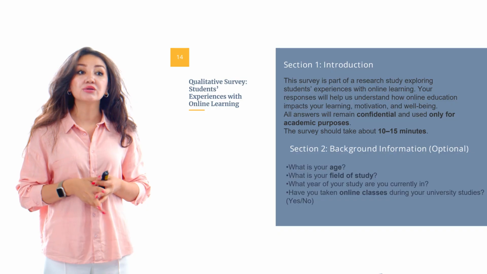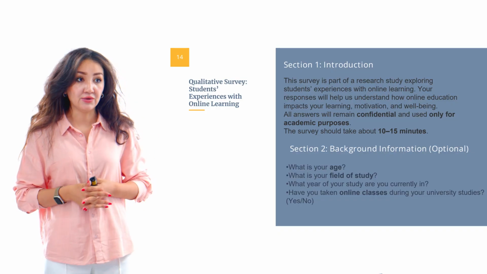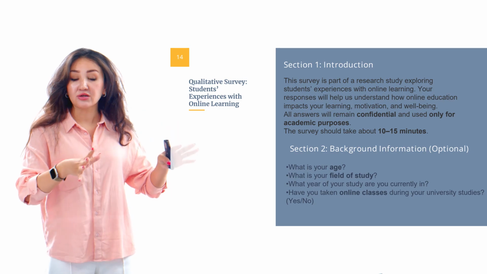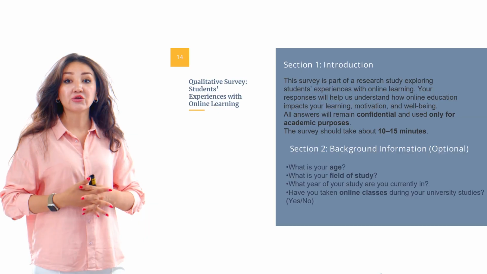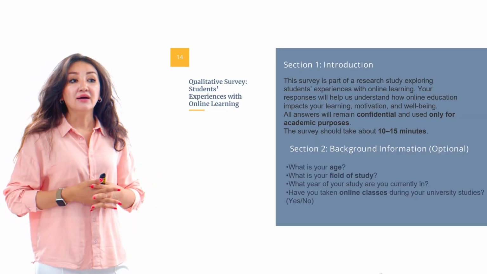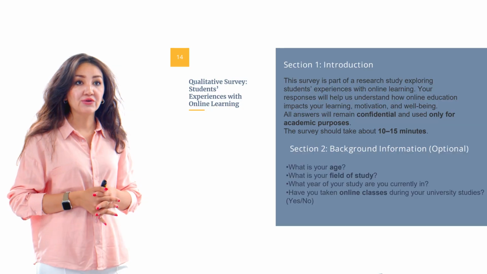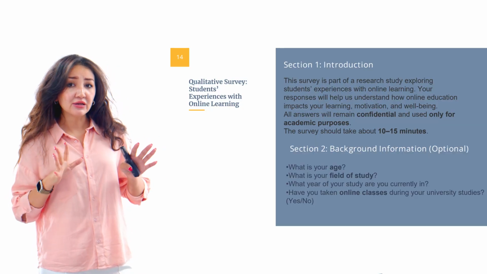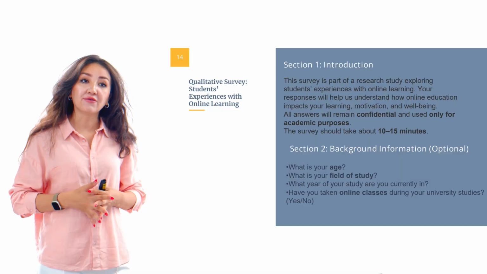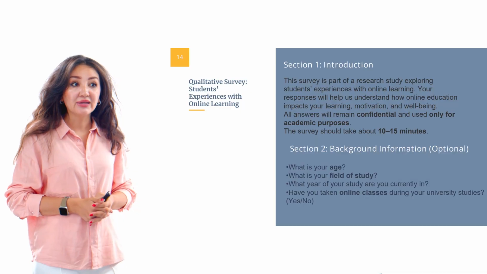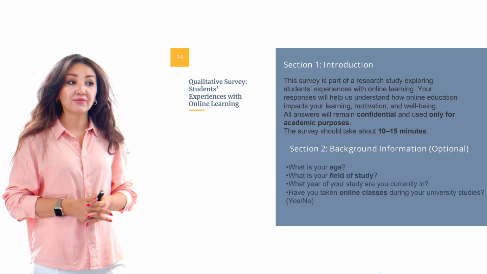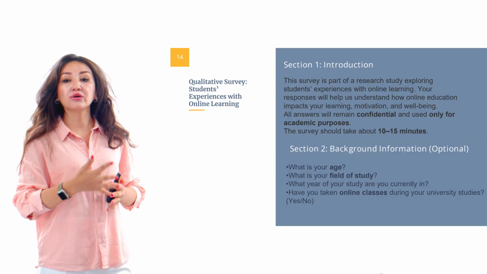For example, a qualitative survey: students' experience with online learning. Initially, in the introduction section, there will be confidential information stating that the answers will not be shared with anyone. You have to state that the survey will take 10 to 15 minutes, because respondents have to know how much time they have to spend on this. In section 2, there will be the background information. It is optional, but we recommend you include it.